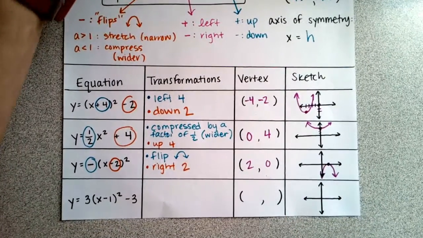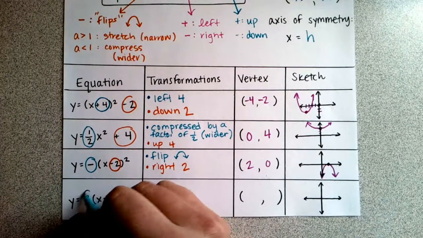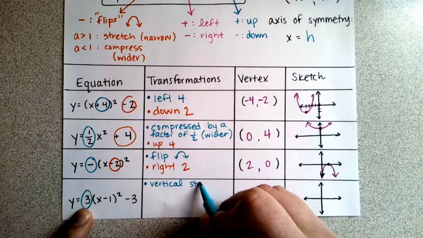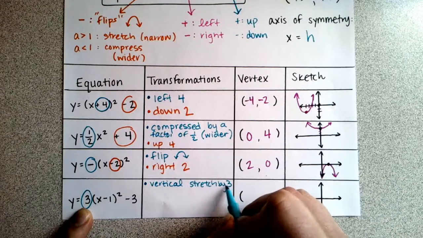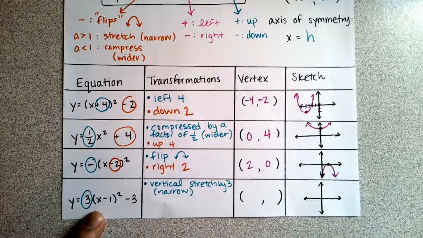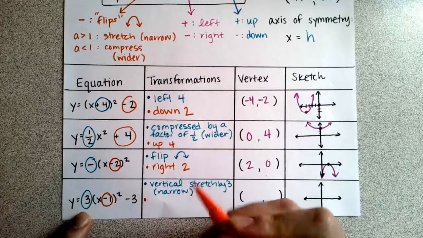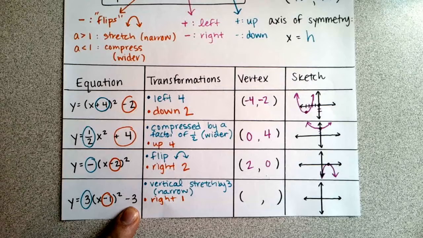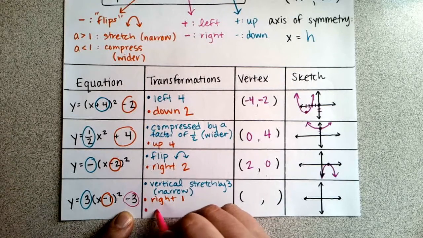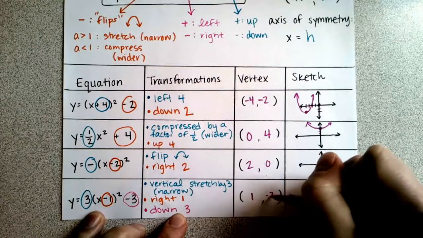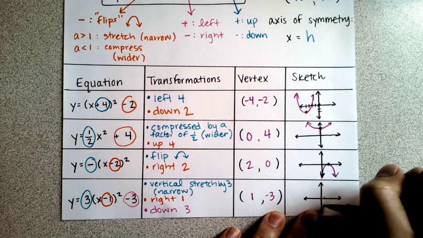All right, and the last example, the 3 out front tells us we have a vertical stretch by 3, which just means our graph is going to be narrower. The -1 with the x tells us if we move left or right, and since it's negative, we move right 1. And then the -3 tells us we move down 3. So our vertex, we moved right 1 and down 3, so that means our vertex is 1, -3. So 1, -3, something like that.